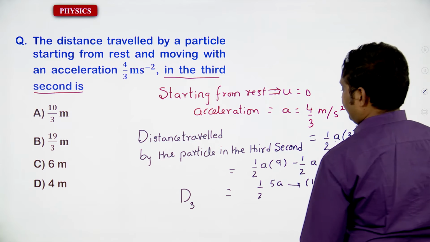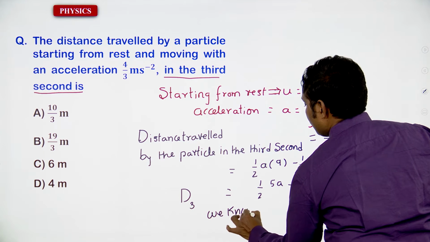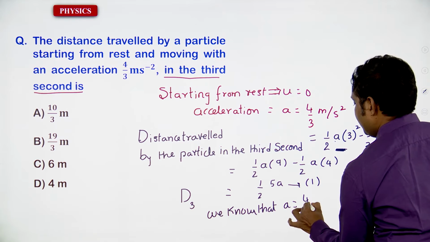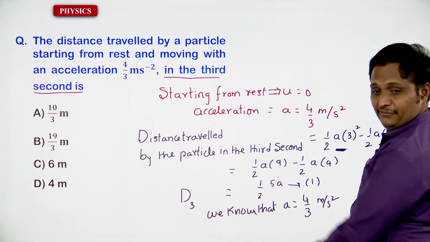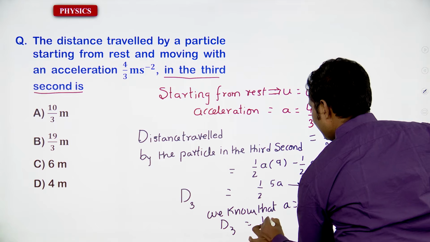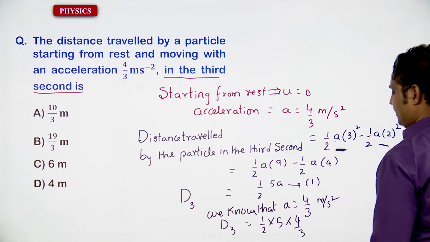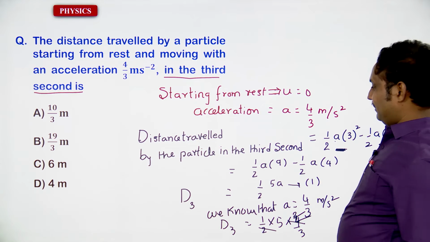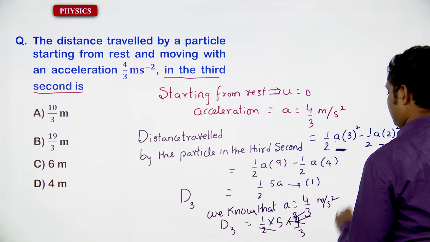Now a is equal to 4/3 meter per second square. Now you can easily find this: d3 is equal to 1/2 into 5 into 4/3. With the substitution and calculation, it gives 10/3 meter.